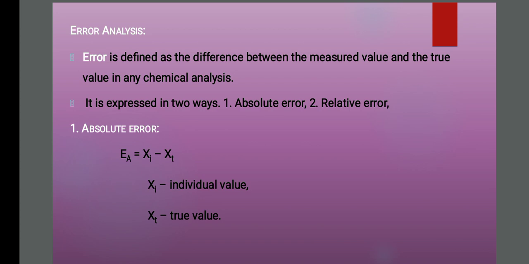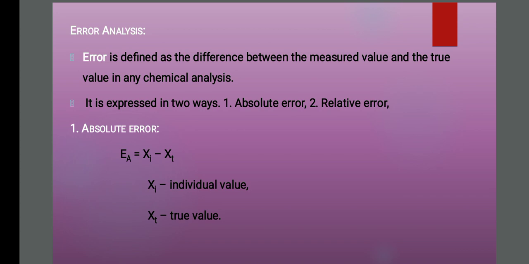I'll define the terms once again. In the previous class I told you, in accuracy I specified these terms. One is absolute error, another one is relative error. So absolute error, EA, is equal to xi minus xt. How to calculate this absolute error: it is nothing but the individual value minus the true value. So this will give you the absolute error. Is it clear? Absolute error is the difference between the individual value and the true value.